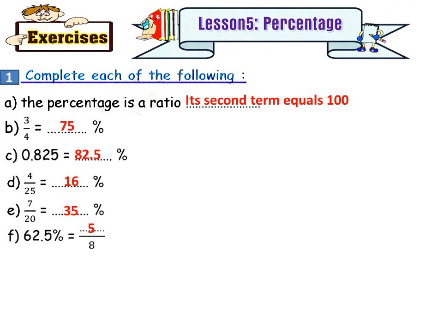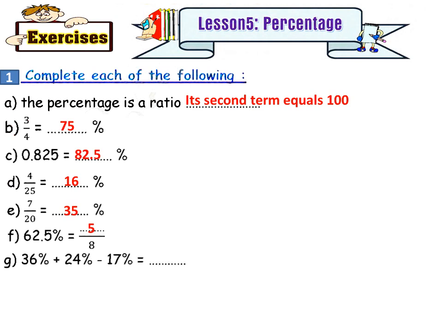Letter F, 62.5%. We can convert it into a fraction, okay? As we know, 62.5 as a percentage, we can convert it into a fraction. It will give me 62.5 divided by 100, okay? Divided by 100 will give me 0.625. 0.625, with a reduction, gives me 5 over 8. 5 over 8, okay?